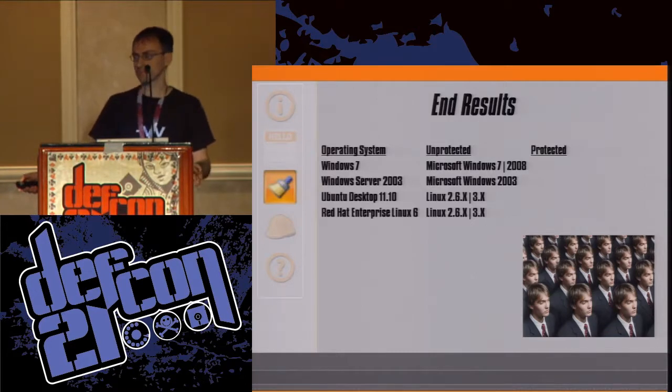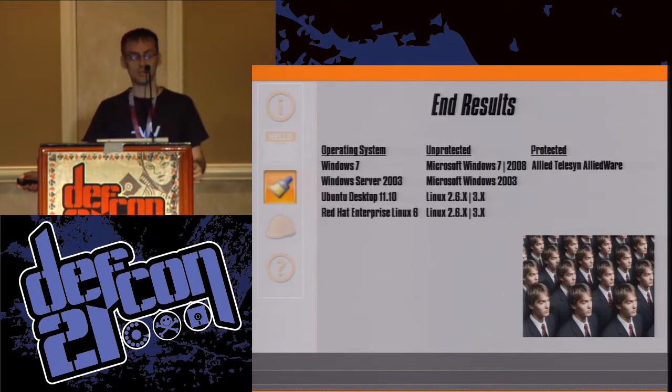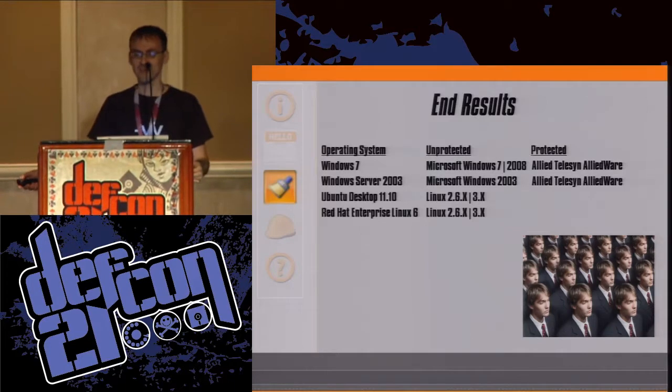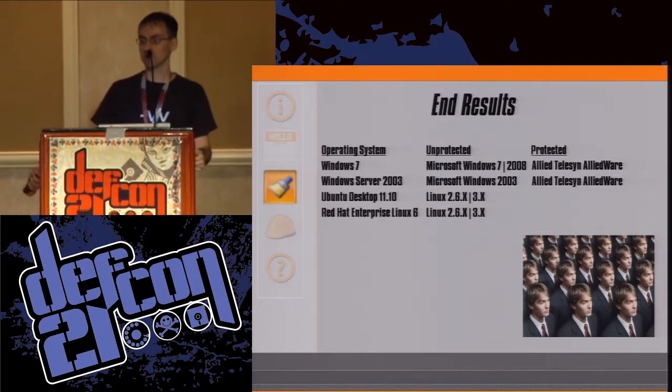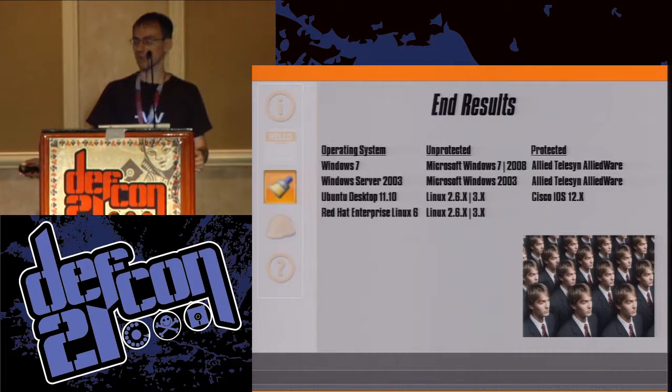Now, Windows 7, protected by ID Guard, looks like an Allied Telesyn AlliedWare router. Okay. A Windows Server 2003 target, protected by ID Guard, looks like an Allied Telesyn AlliedWare router. The Ubuntu desktop, protected by ID Guard, looks like a Cisco router running IOS 12.x. See, not so bad. And a Red Hat Enterprise target, protected by ID Guard, looks like a device running embedded D-Link.